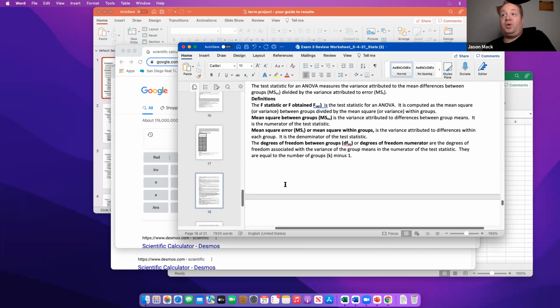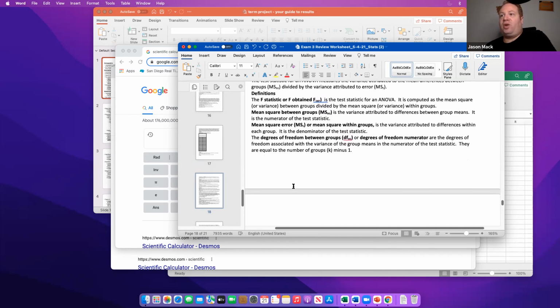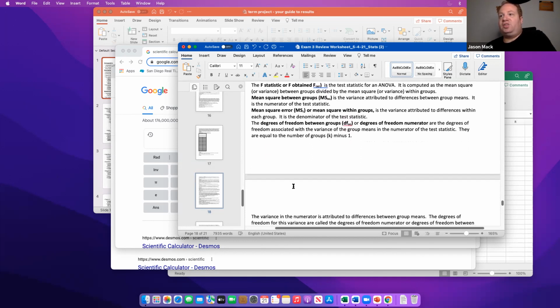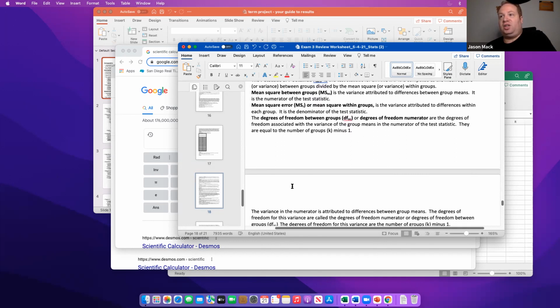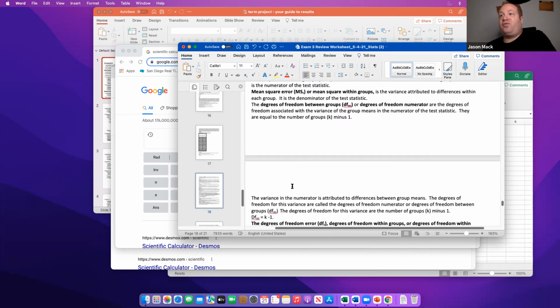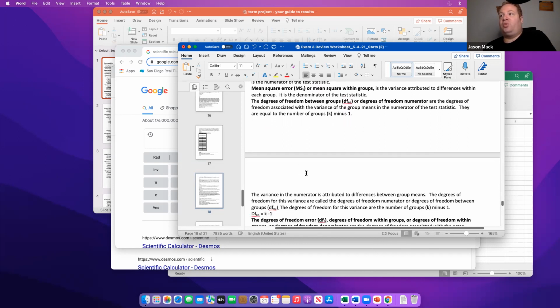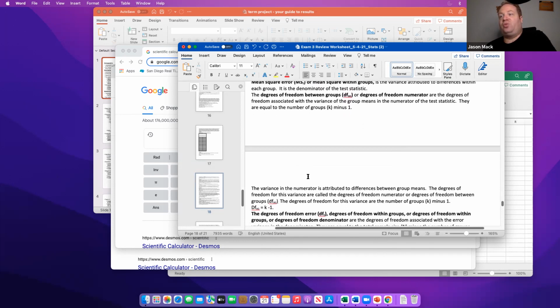The mean square between groups is the variance attributed to the differences between group means. It is the numerator of the test statistic. The mean square error, or mean square within groups, is the variance attributed to the differences within each group. It is the denominator of the test statistic. The degrees of freedom between groups, or degrees of freedom numerator, are the degrees of freedom associated with the variance of the group means in the numerator of the test statistic, and they're equal to the number of groups, k, minus 1.